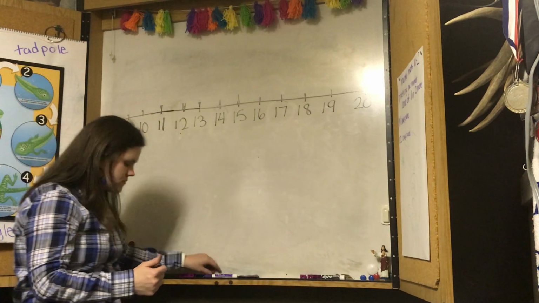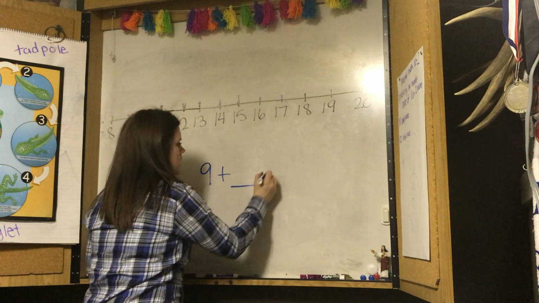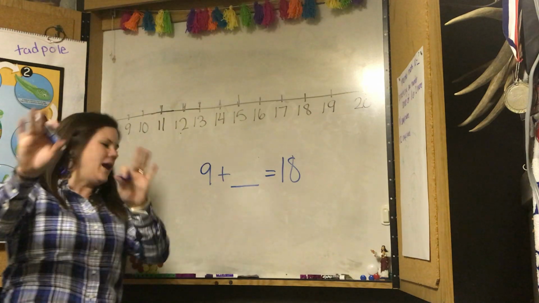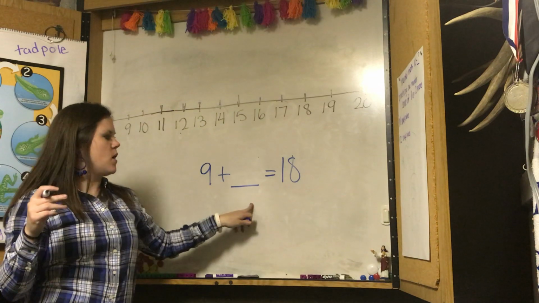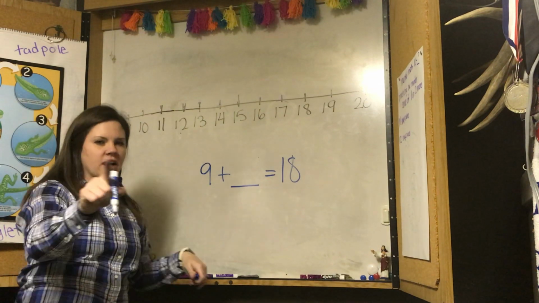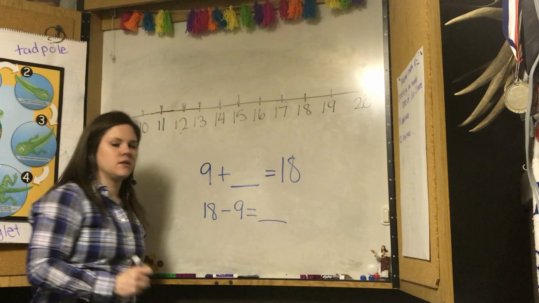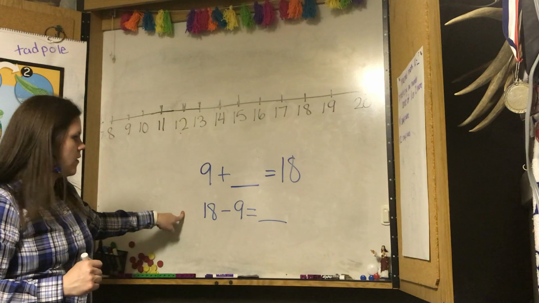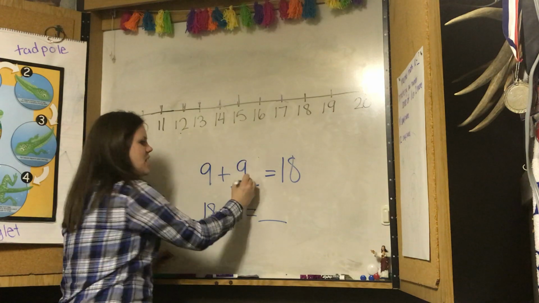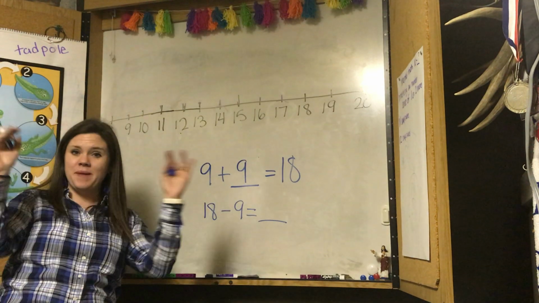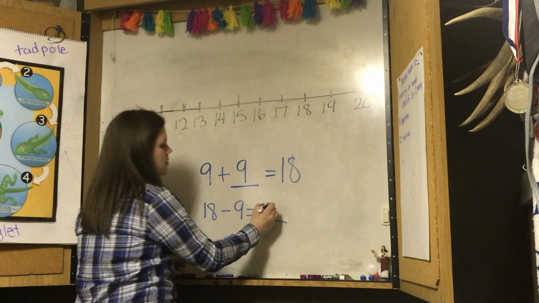Okay, we are already on number 7. 9 plus unknown equals 18. Well, wait a minute. I know my doubles facts. 9 plus what equals 18? Maybe if I write it this way, it'll make it a little more sense for you. 18 minus 9 equals, right? These are related. What is it? Oh, I can hear you guys shouting because it's a doubles fact, right? 9 plus 9 equals 18. That's right. 9 plus 9 equals 18. That means 18 minus 9 equals 9.